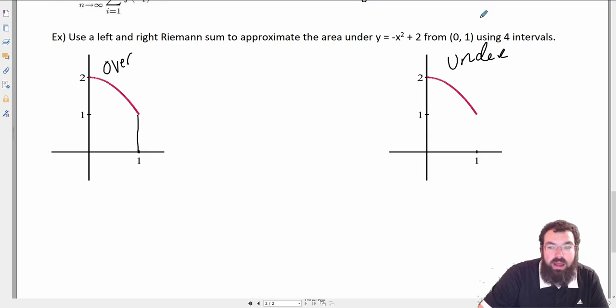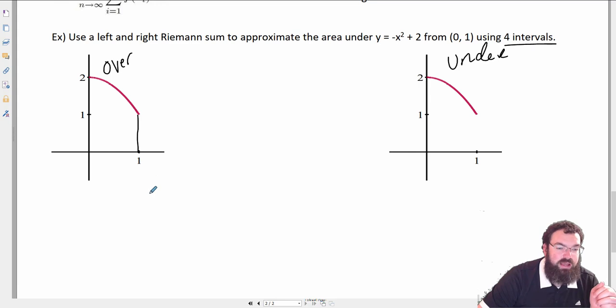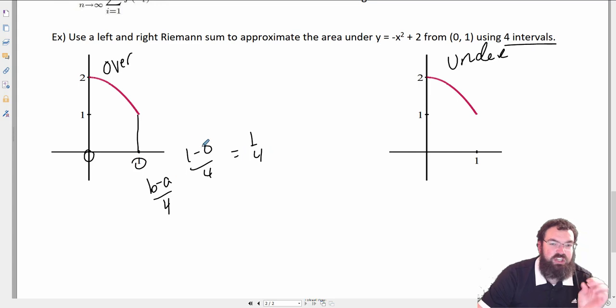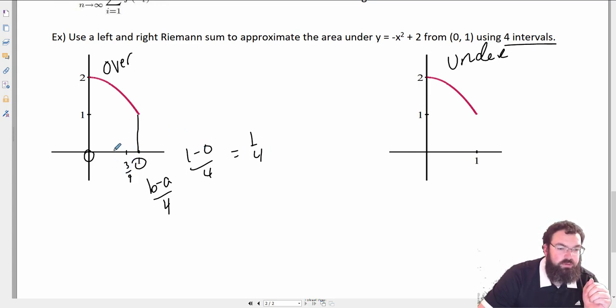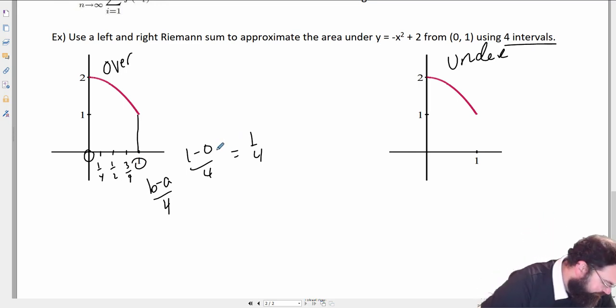but what do I know? I want 4 intervals, so I want to take the space. Basically, to find that, I'm going to take b minus a and divide by how many I want. So b is 1, a is 0. Okay, so 1 minus 0, divide by 4, and that gives me the space of each interval. So this we know is going to be 3/4. We know this is going to be a half, and we know this is going to be 1/4. Okay, and I'm going to now use that information to find all this other information.